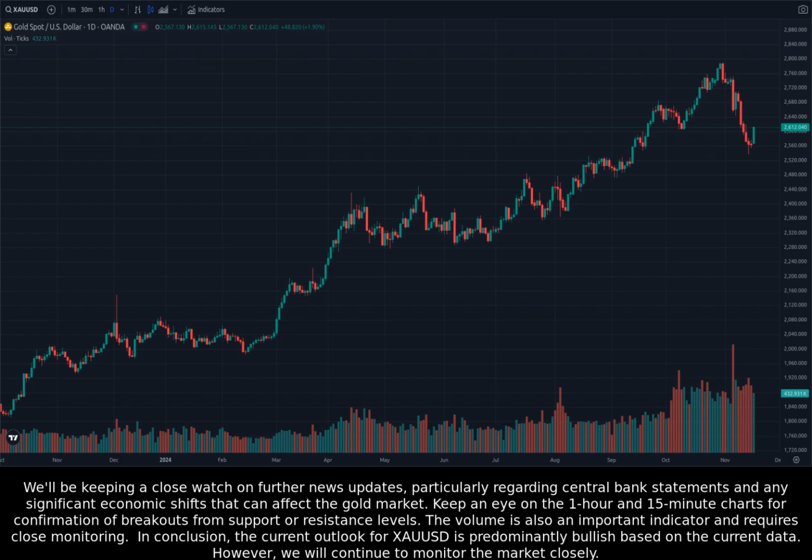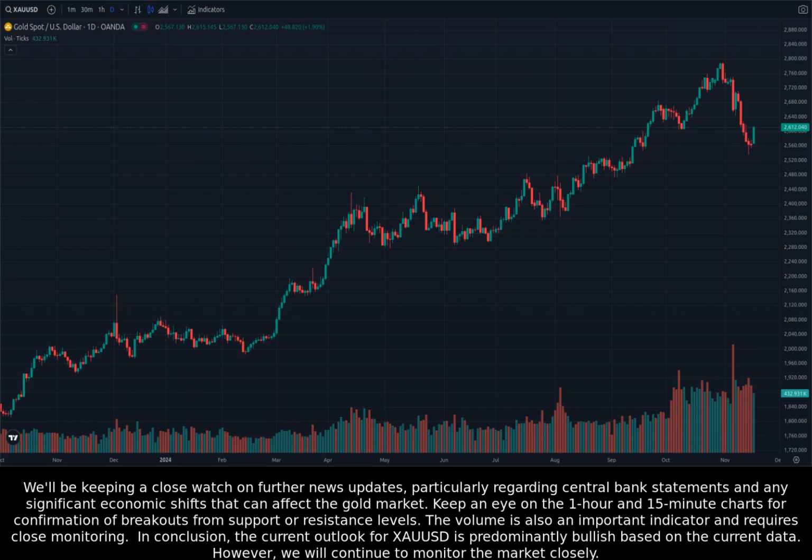We'll be keeping a close watch on further news updates, particularly regarding central bank statements and any significant economic shifts that can affect the gold market. Keep an eye on the 1-hour and 15-minute charts for confirmation of breakouts from support or resistance levels. The volume is also an important indicator and requires close monitoring.